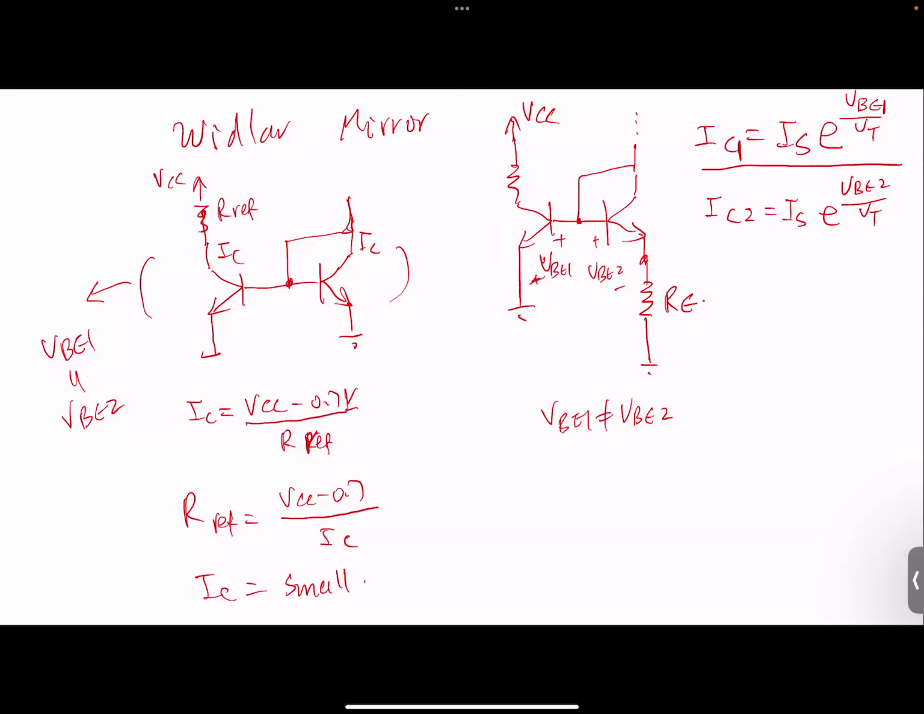And then, if you look at VBE1 and VBE2, assume beta is infinity now. So IC2 will be the same as IE2. And assume this one happens. What's the relation between VBE1 and VBE2? Can you tell me that?